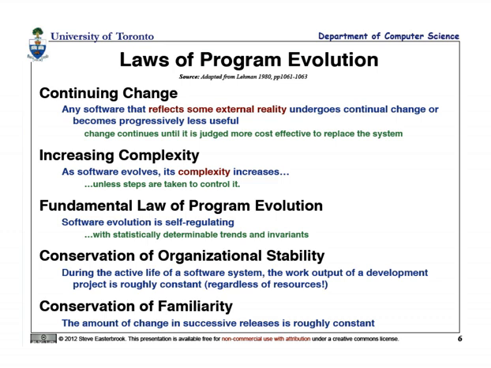Law 4. Conservation of organizational stability. During the active life of a software system, the work output of a development project is roughly constant, regardless of resources. And Law 5. Conservation of familiarity. You can only change a system so much in one release before the developers and users lose their mastery of it. If you grow too fast, quality drops.